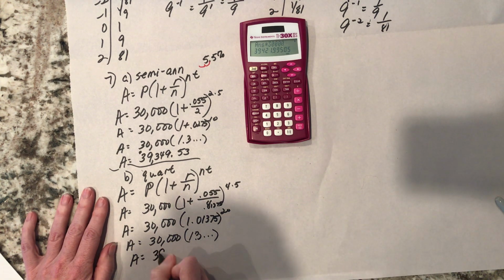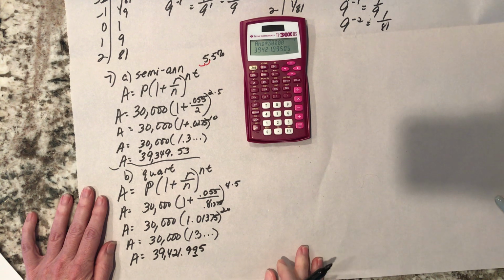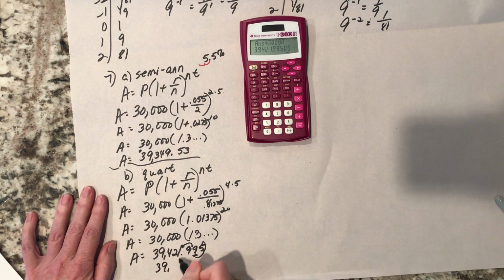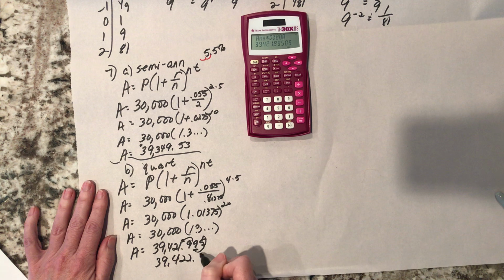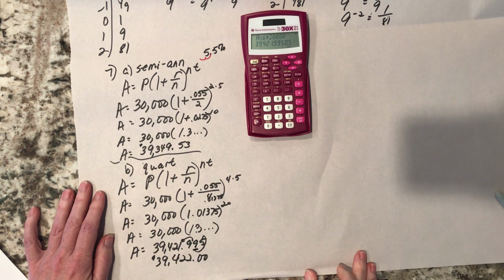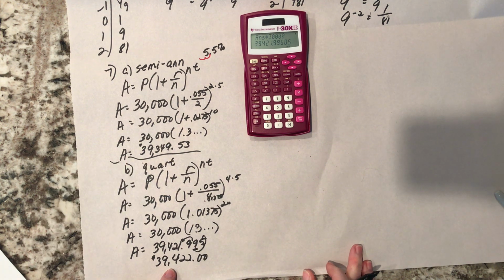So what do we get here? $39,421.99, and that's what our money looks like in this country. This 5 tells us to round it up, so this 99 cents is going to roll over to the next dollar. So $39,422 is the amount that you get if you compound it quarterly. So instead of $39,300, we're getting $39,400, $80 something like that extra.